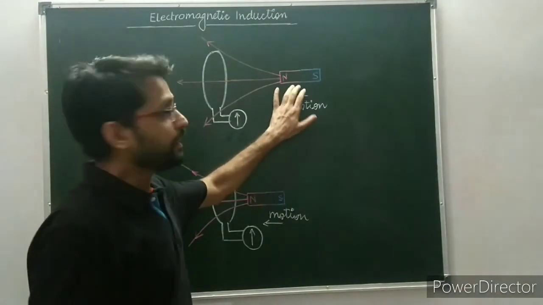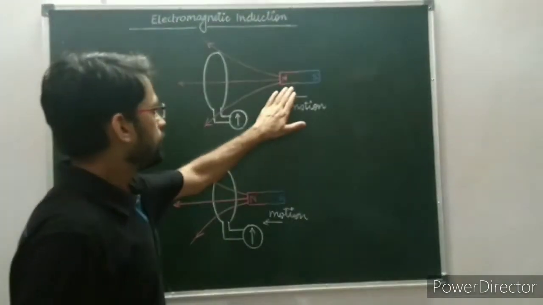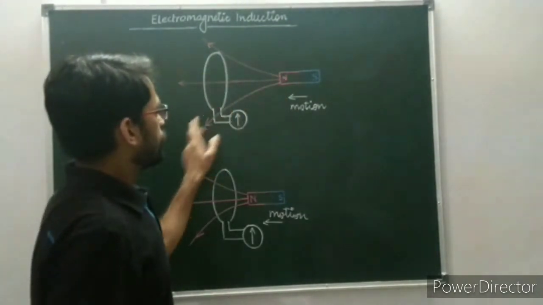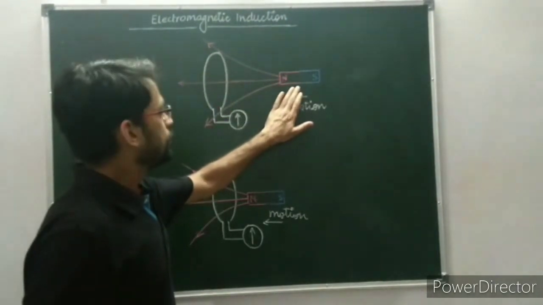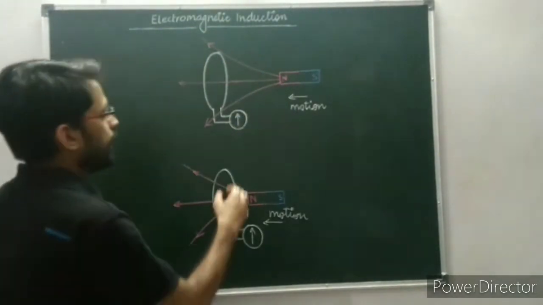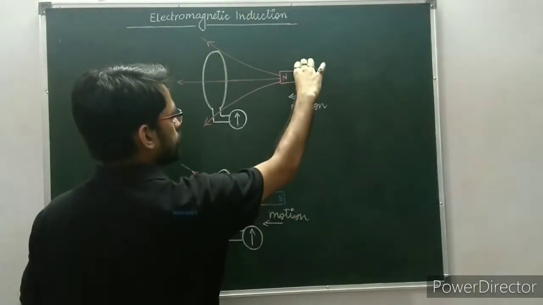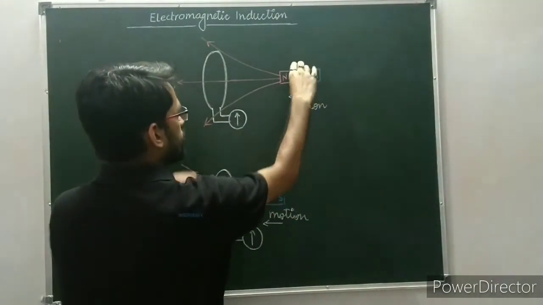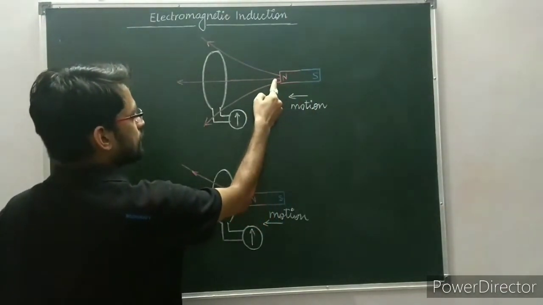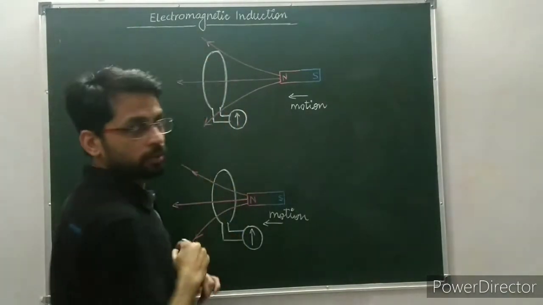Since we know that each magnet has its own magnetic field, here in the diagram, these lines are the magnetic field lines of this magnet coming out from the north pole. Consider the magnet is here during motion, and in this position only a single magnetic field line is crossing the loop.